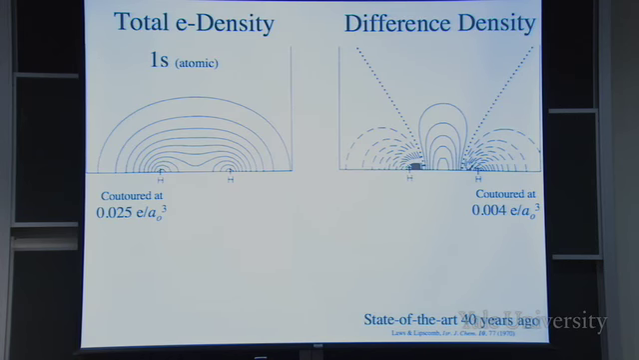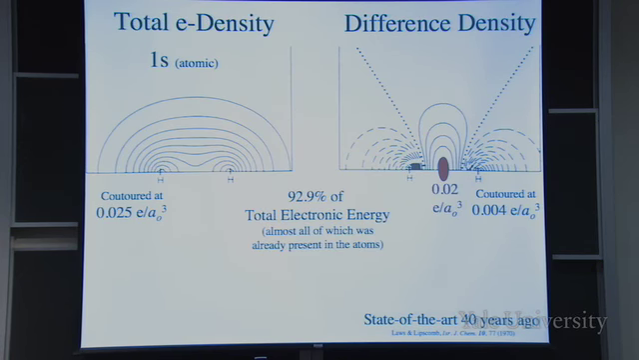Okay, at any rate, the contours on the right are much smaller. Remember, difference density is much smaller than total density. So what you see is that it's contoured at 0.004. So you have 1, 2, 3, 4, 5 contours. So you get up in the middle to 0.02 electrons per cubic angstrom. That's how much bonding has changed things at the maximum.